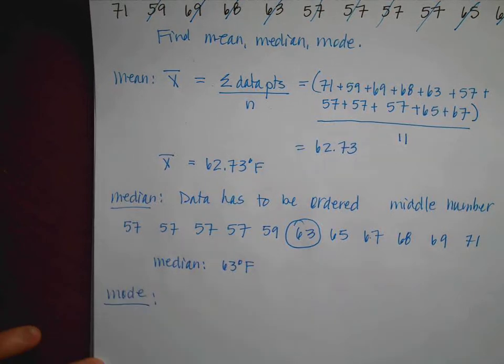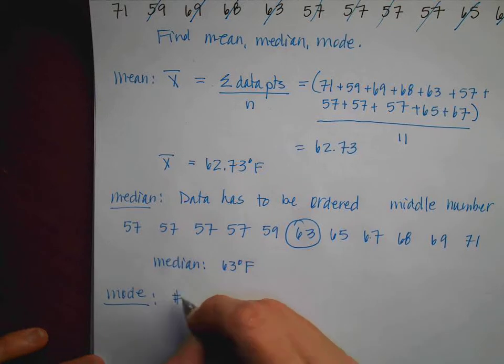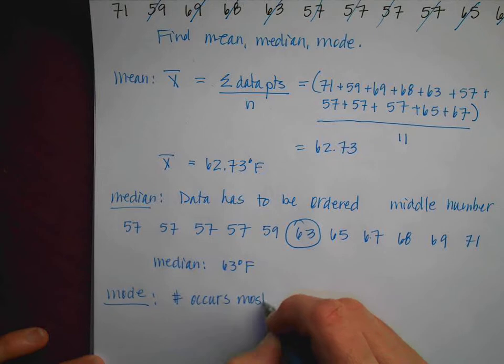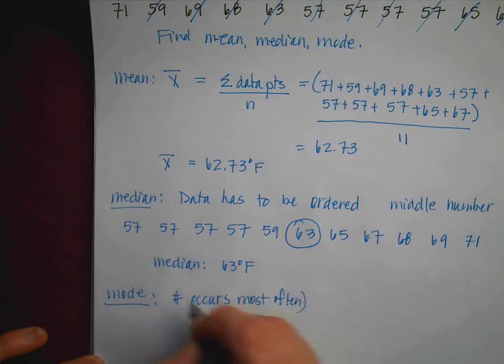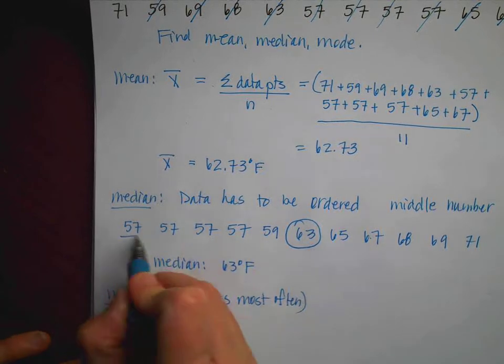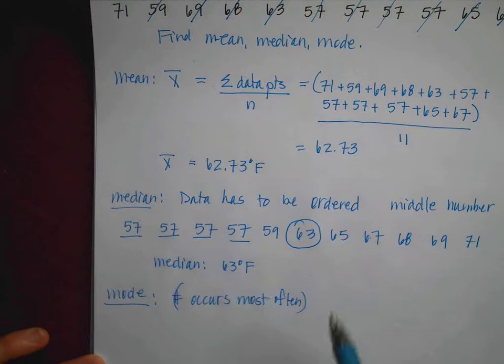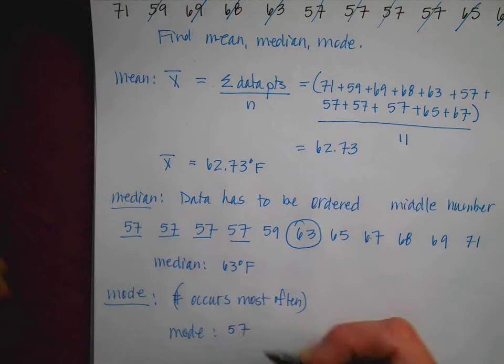All right, and then the last thing that we needed to calculate was mode. And remember, mode is the number that occurs the most often. And that one was really easy because I have 1, 2, 3, 4 of those. All of the rest of them are just one number. And so the mode would be 57. So that was actually really pretty easy.